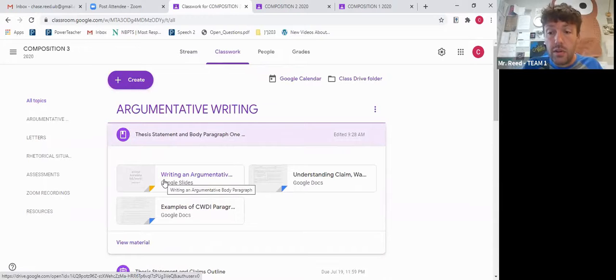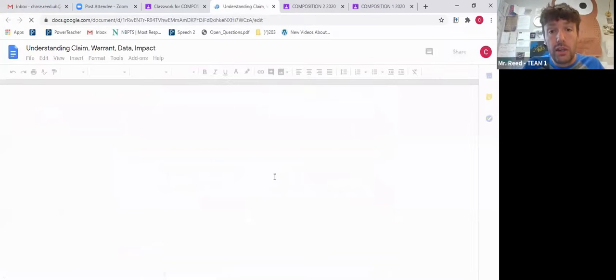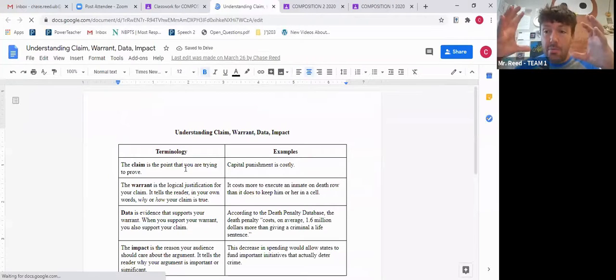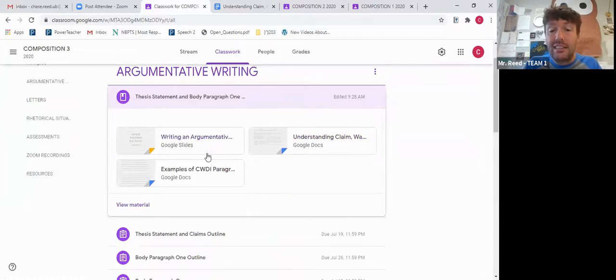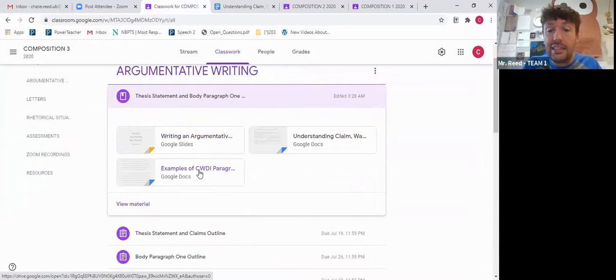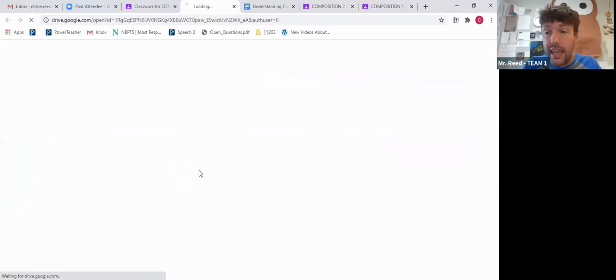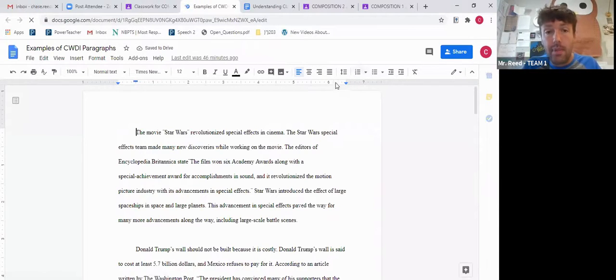So if you're struggling with those terms and you don't know what they mean, go back to that PowerPoint. Also, this is a really cool document that I want you to look at too, because it takes that PowerPoint and condenses it all down into one document for you. And it gives you an example of each. So like, here's the claim, it's the point that you're trying to prove, the warrant, data, impact, and it gives you examples. The last thing that I just put in there today is examples of claim, warrant, data, impact paragraphs. And we're gonna look at a few of these together.